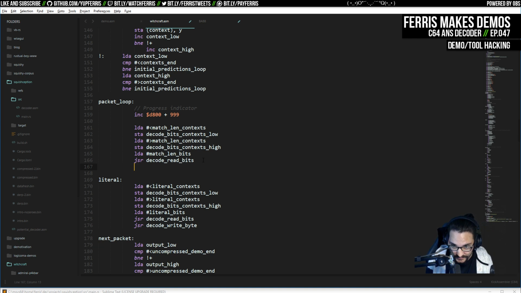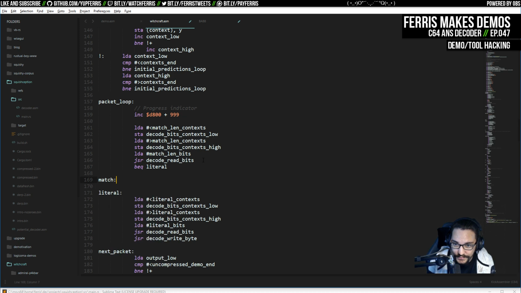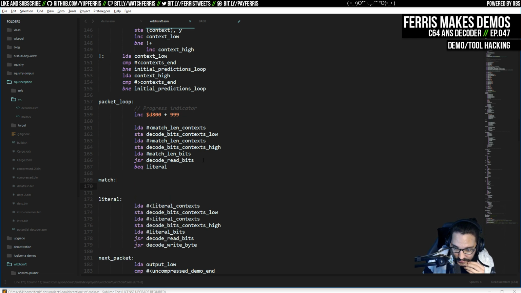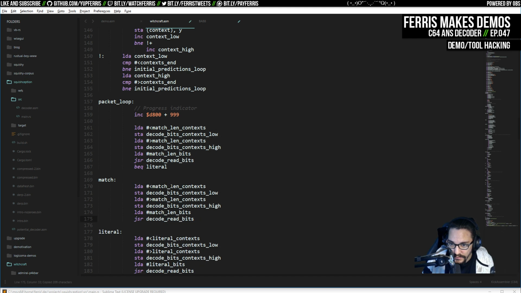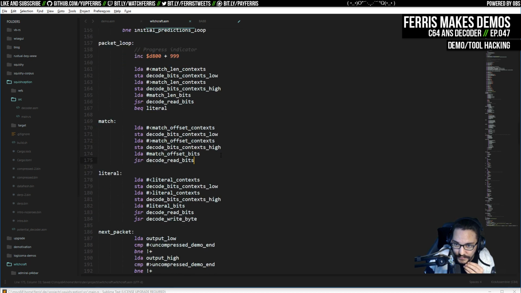So the literal case here is just if the length is zero, it's a literal in the particular encoding that I'm using. So what we can do is just compare that to zero. So branch to literal. Otherwise, we have a match. So the length is already stored in a zero page variable. It's what we want. And then we need to decode the offset. So we're going to do this exact same thing. Like that.